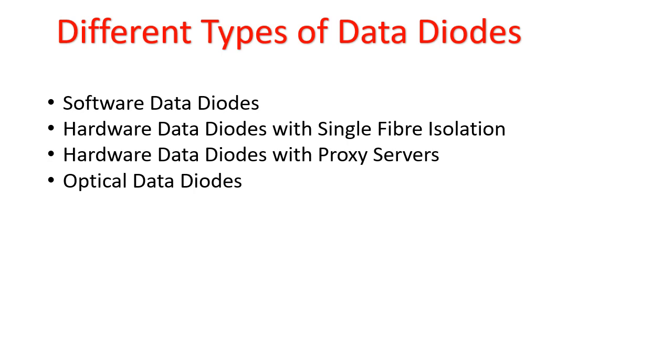What are the different types of data diode? At present, there are mainly four types of data diode. One is software data diode. Second is hardware data diode with single fiber solution. Third is hardware data diode with proxy server. And fourth is optical data diode.